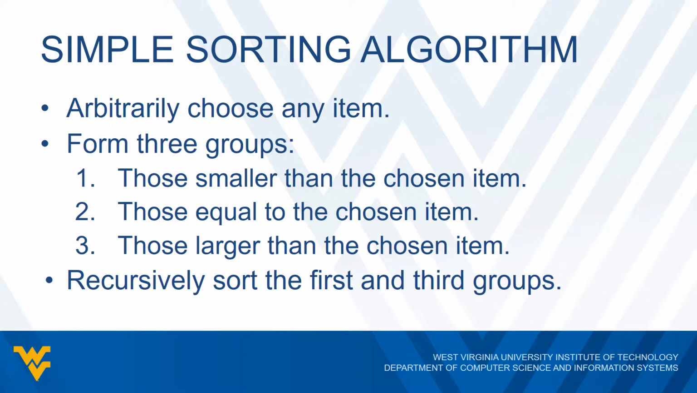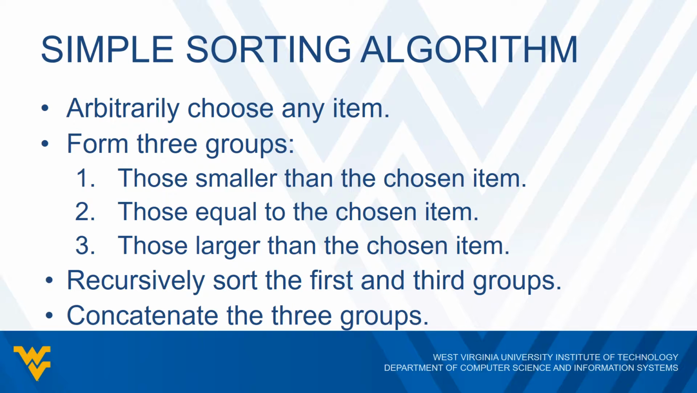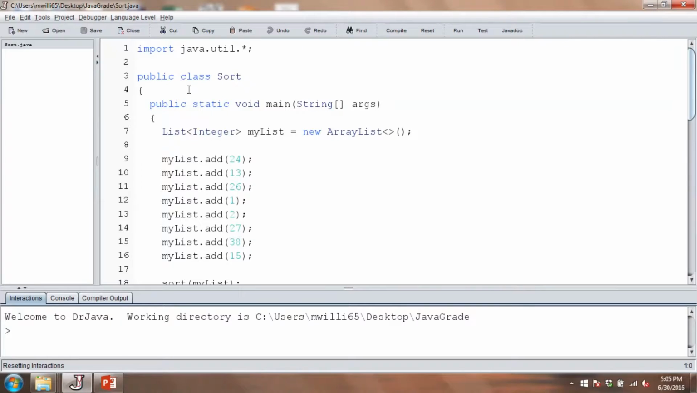What we'll then do is recursively sort the first and third groups. We don't need to worry about sorting the second group, but we'll recursively sort the first and third groups, and then finally we'll concatenate the three groups. Let's take a look at the code for this sorting algorithm. I've already implemented this for you, so we're just going to look it over, and you can actually get the code online so you can follow along and see what's going on here.